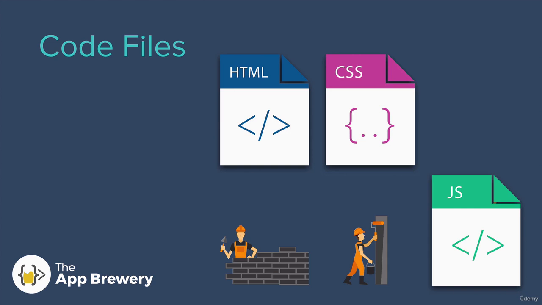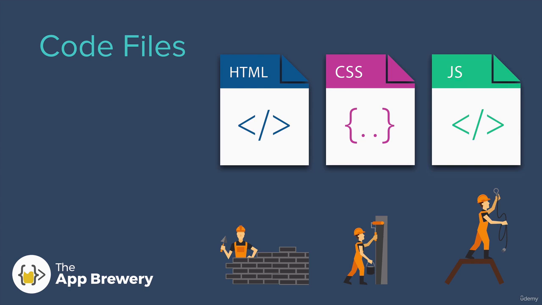Now, the final component is the JavaScript code. And this is the code that allows your website to actually do things or have behavior. If you were building a house, you would have the electrician come in who would be able to connect the wires so that your light bulbs actually switch on. Or somebody who comes in and does the plumbing so that your toilet can actually flush. And the JavaScript code does exactly that. It allows your website to actually do things and have behavior.